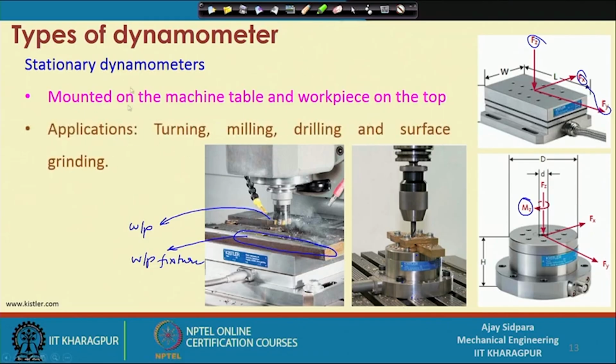Right. What are the applications of this dynamometer? Those applications are turning, milling, drilling, and surface grinding. Wherever your workpiece is stationary, you can use it. In turning, it is a different way.